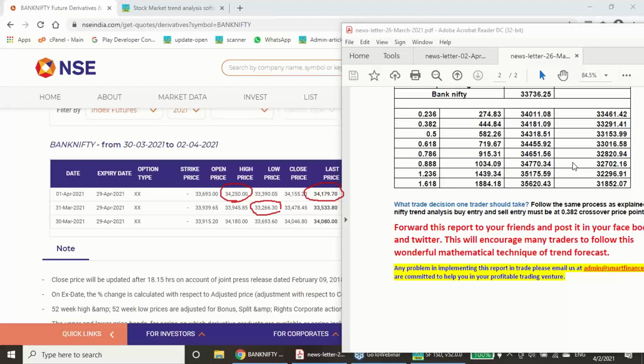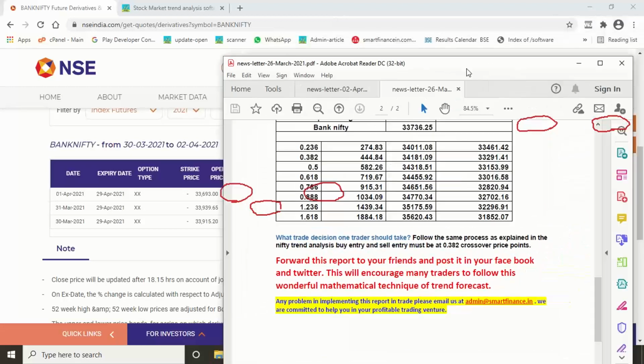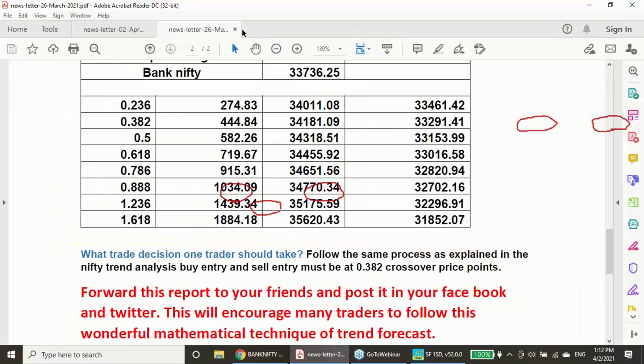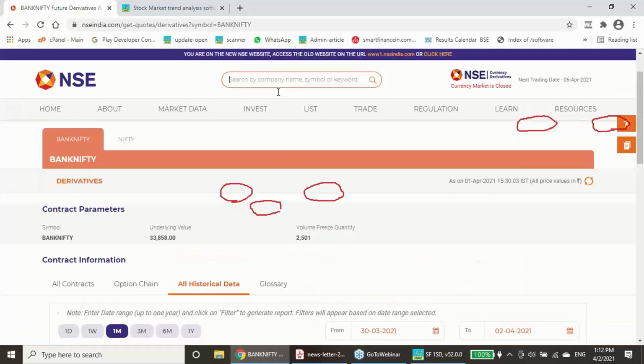I have made a high of 34,250 and settled at 34,179. So it was just very close to my calculation point here. So Bank Nifty also has gone to 33,266. So this is the level it has gone. So mostly you can say that it has consolidated in the band of 0.382. So it has not given you that much of opportunity to trade in the last truncated week, or the 3 days week. You have got very little chance to trade with that.